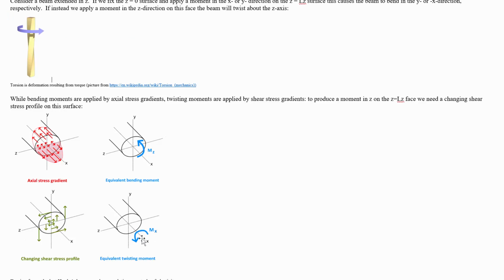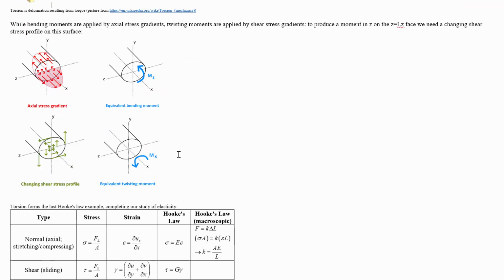So a moment which is not in a direction perpendicular to the beam axis, so maybe like a moment in the z direction causing bending in the y direction on the x surface, or a moment in the y direction causing bending in the z direction on the x surface, but a moment in the x direction on the x surface which causes twisting. So this is what we're going to be dealing with this week.